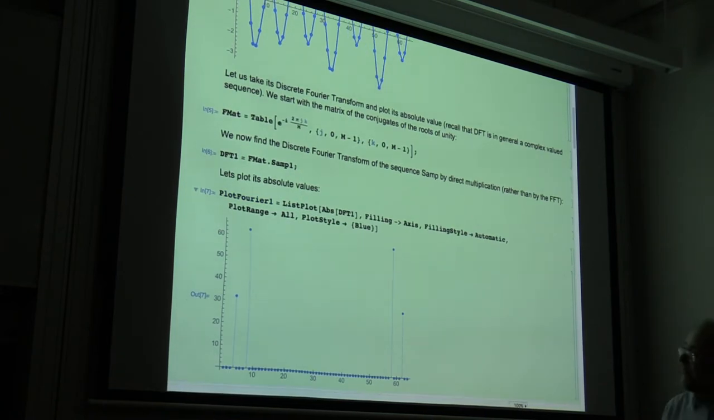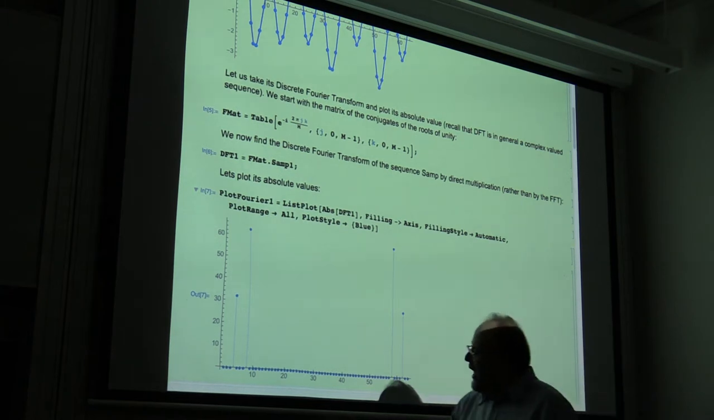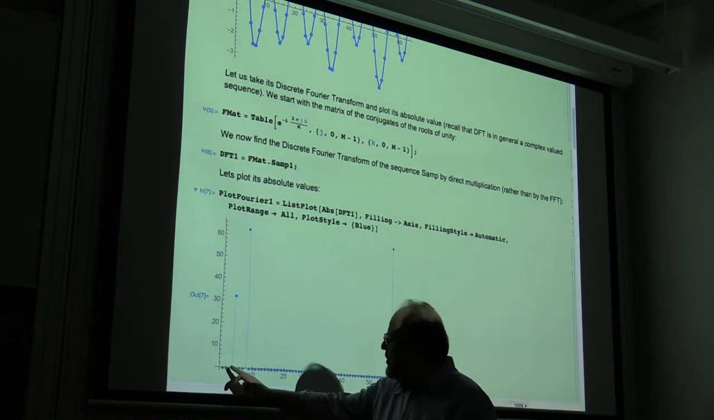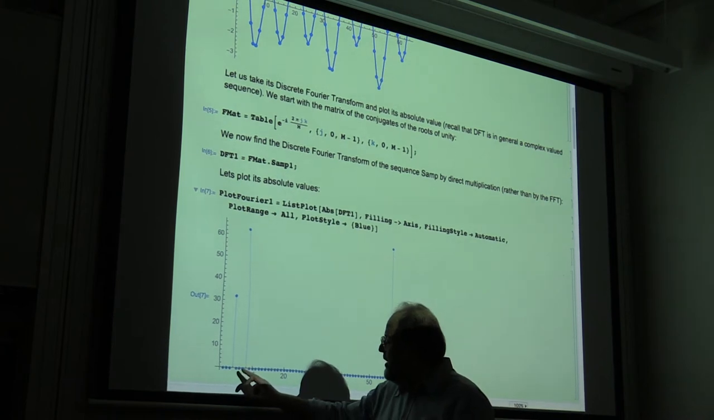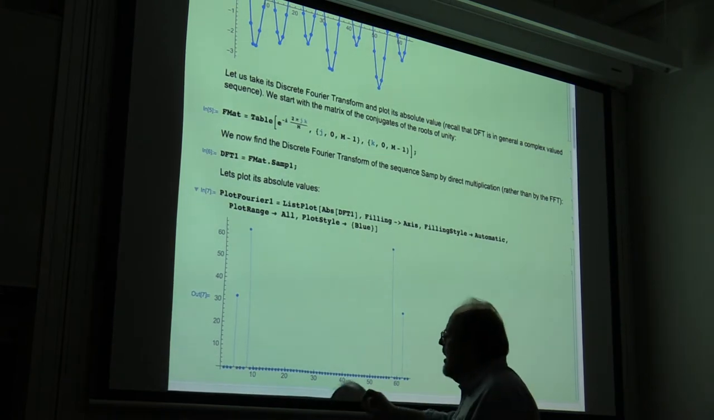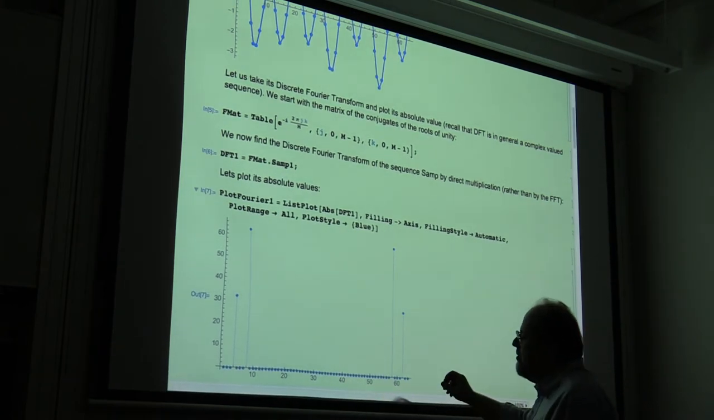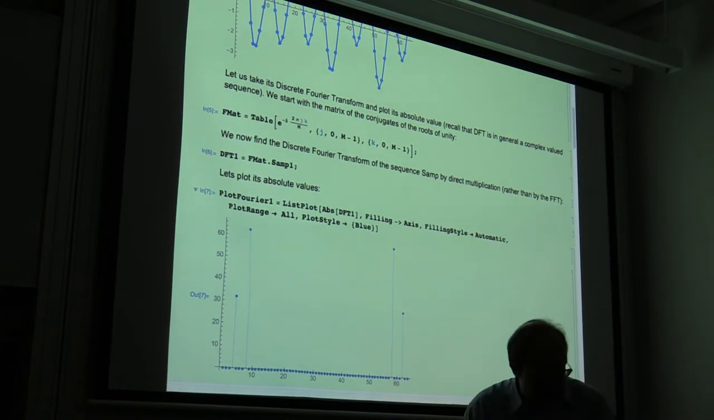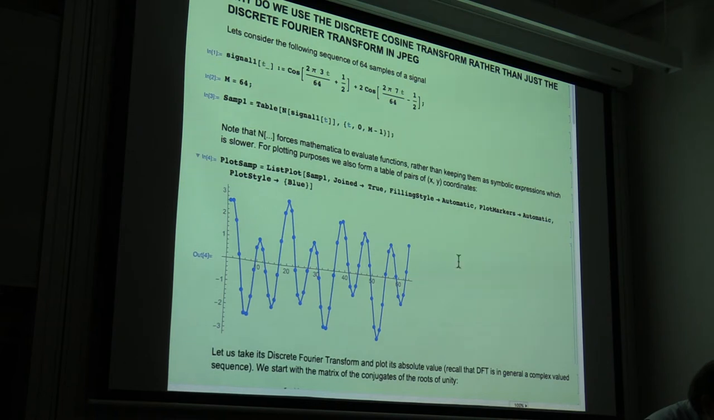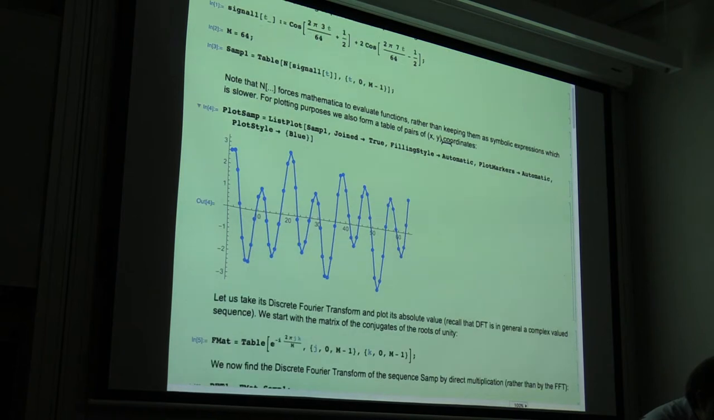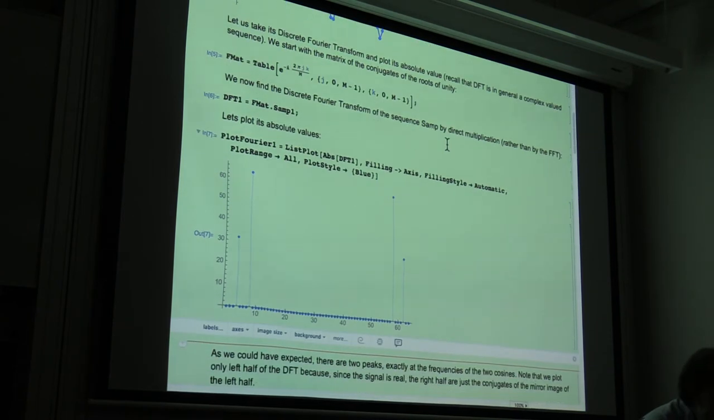And here it is. This is 1, 2, 3, 4, so the fourth bin, and 5, 6, 7, the seventh bin, right? Is it? This is precisely where the frequencies were. But why are there four peaks?